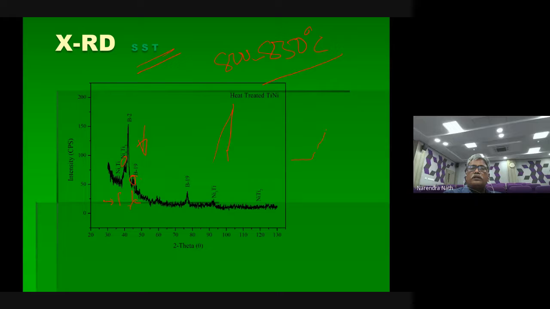Broadening as well as the height is also reduced. See here: the previous as-received case is this, and after treatment is this. So when you are discussing your results, you should talk in terms of height, broadening, other peaks and their intensity. Compared to the previous one, now this B19 is increased. That means along with austenite, some martensite is already in the structure, and other precipitates are there. This one has to check only through your peaks.